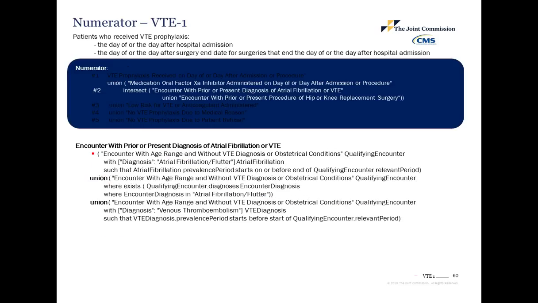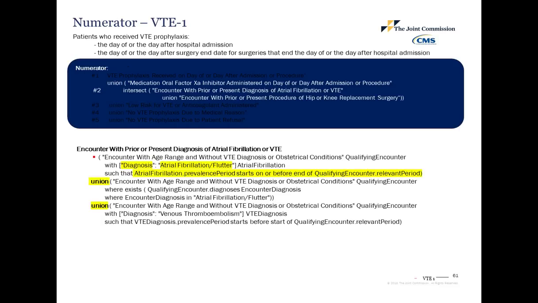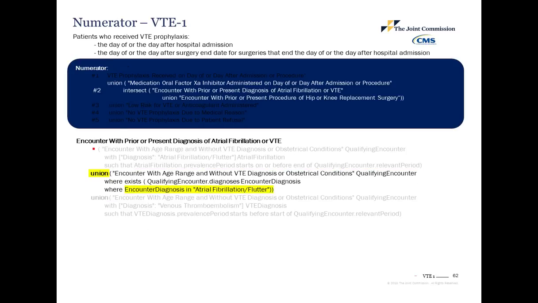The second definition, encounter with prior or present diagnosis of atrial fibrillation or VTE. This definition is unioned into 3 expressions, so any of them will satisfy the logic. The first expression is looking for atrial fib as a diagnosis data type that starts on or before end of encounter. Basically, it's looking for a history or concurrent AFib. And the second expression is looking for an encounter diagnosis of AFib, which is an attribute of the inpatient encounter. So it occurs during the encounter.